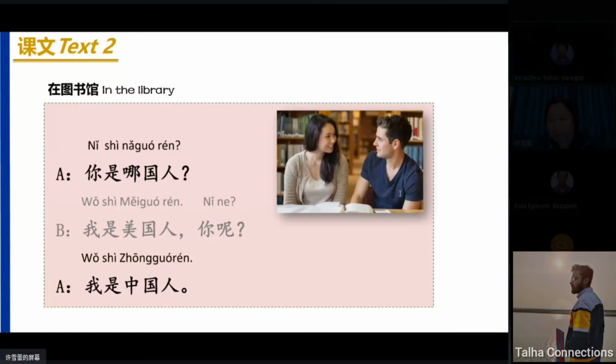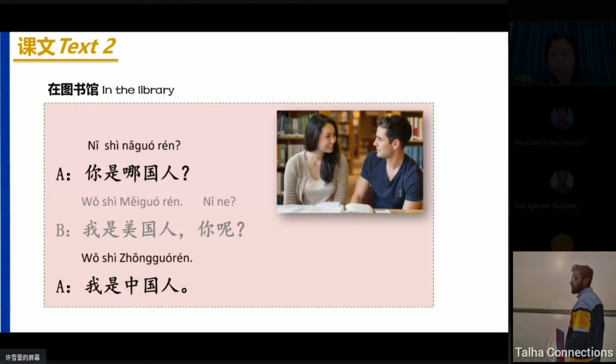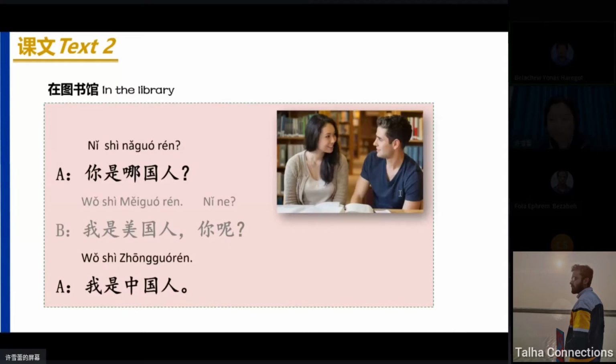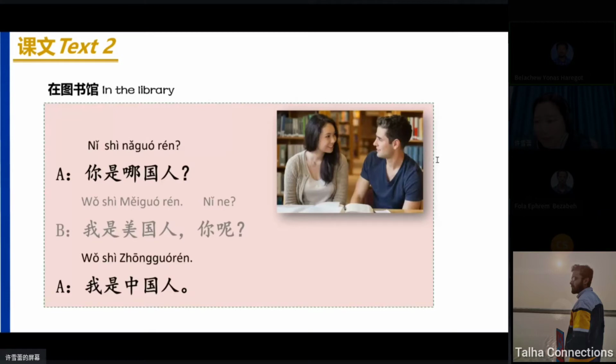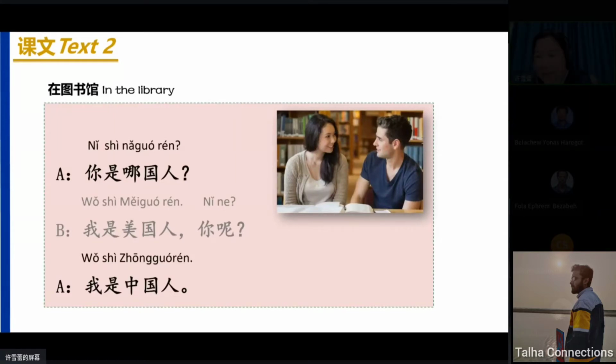So, 我是中国人. That is the standard way to type Chinese, not 我 space, 是 space, 中国. Don't leave any space between the two characters when you type Chinese. All right. Good. Oh, 我是埃塞俄比亚人. Yes, very good. Don't forget the full stop.